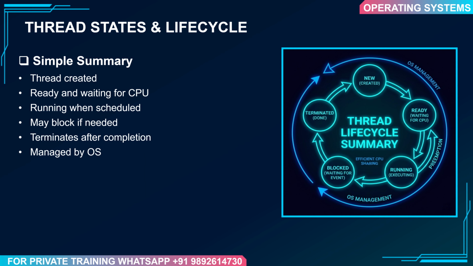To summarize in simple terms, the thread lifecycle describes the different stages a thread goes through during its existence. A thread starts its life being created, waits in the ready state until it gets CPU time, runs when it is scheduled, may block if it has to wait for something, and finally terminates when its work is done. These state transitions are managed entirely by the operating system, allowing multiple threads to share the CPU efficiently and smoothly.